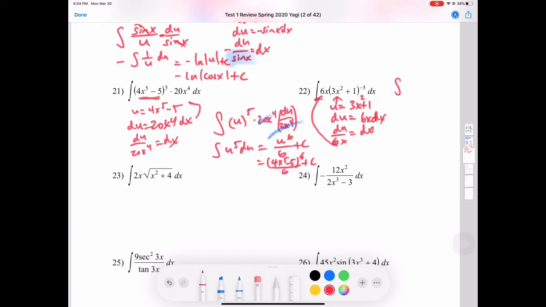So the integral of 6x, I'm going to write it out, u to the negative 5th. And dx, we always swap out our dx for du.